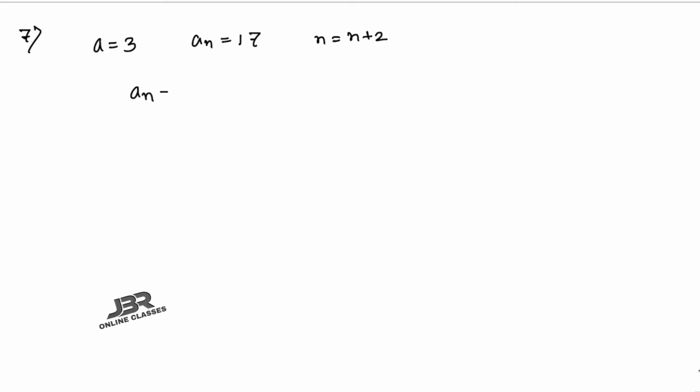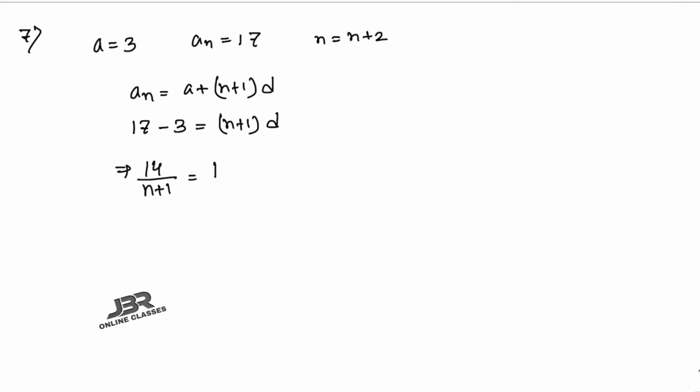So I hope you know that an equals a plus (n minus 1) into d, same as the previous one. So 17 minus 3 equals (n minus 1) into d. Okay, sorry, it's n plus 1, not n minus 1, (n plus 1) into d. So that equals 14. So 14 by (n plus 1) equals d. Clear? Now according to the problem, the ratio between the first and the last, that means a1 and an, equals 1 by 3.